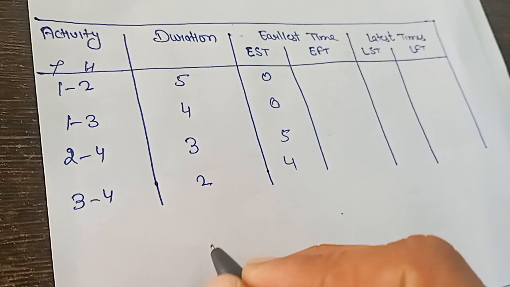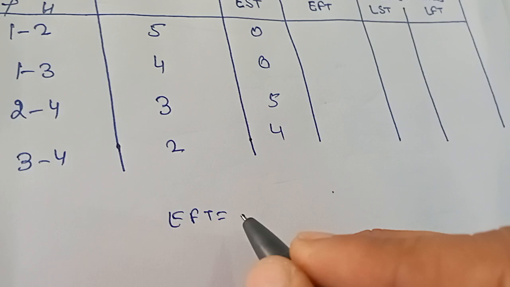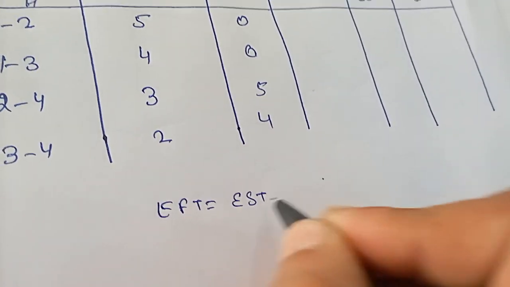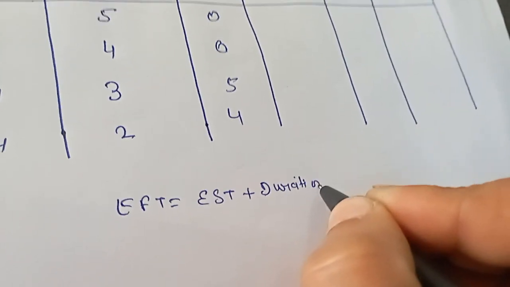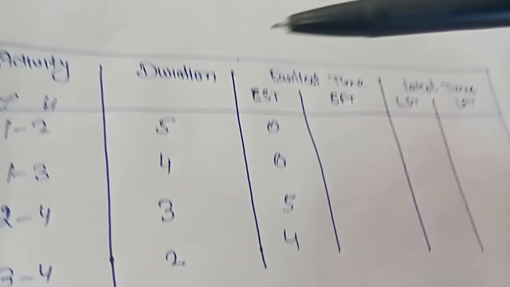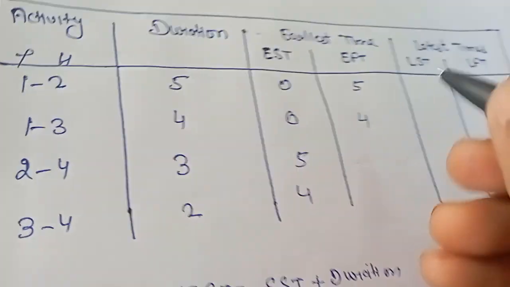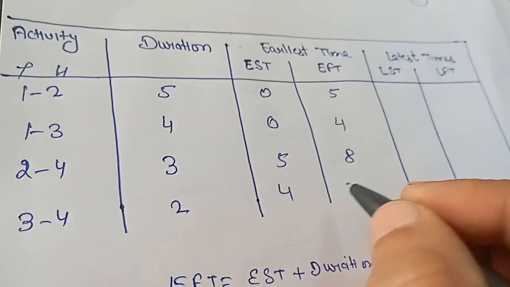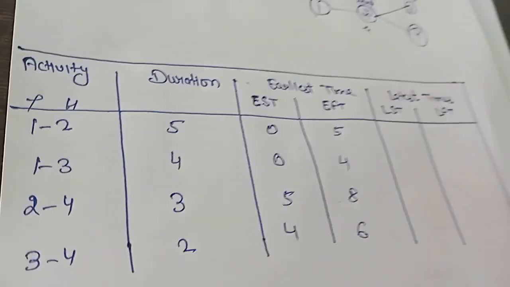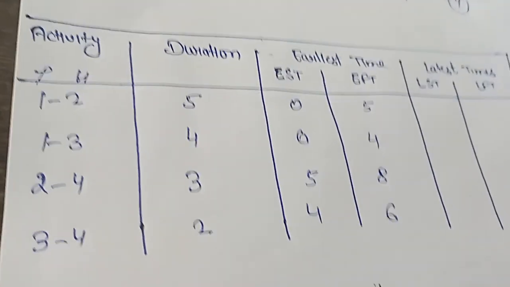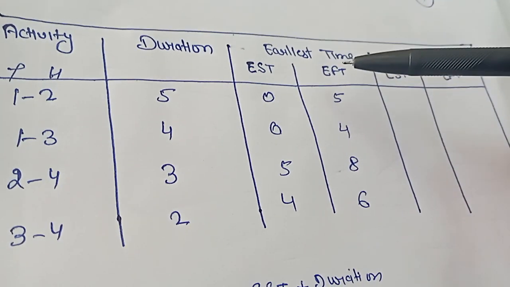Now we calculate the earliest finishing time. Earliest finishing time will be calculated as EST, earliest starting time, plus duration. We already calculated EST and we are already given duration in the question. 5 plus 0, 5, 4 plus 0, 4, 3 plus 5, 8, 2 plus 4, 6. This is the process of calculating the earliest timing in the project network. Earliest time has two types, earliest starting time and earliest finishing time.